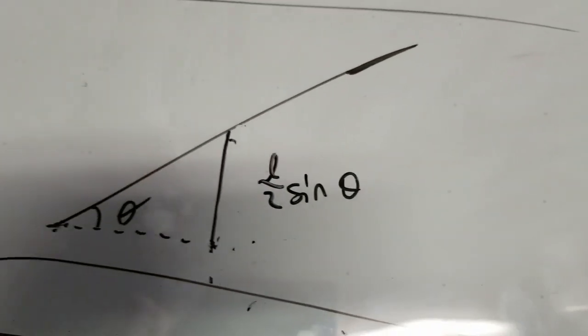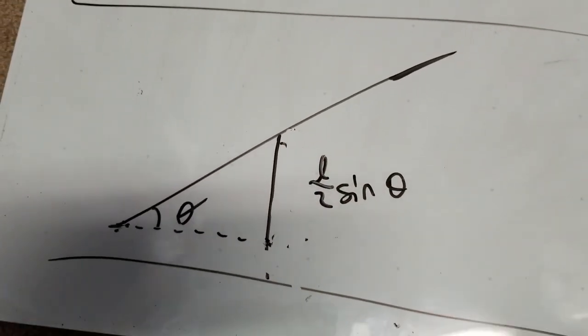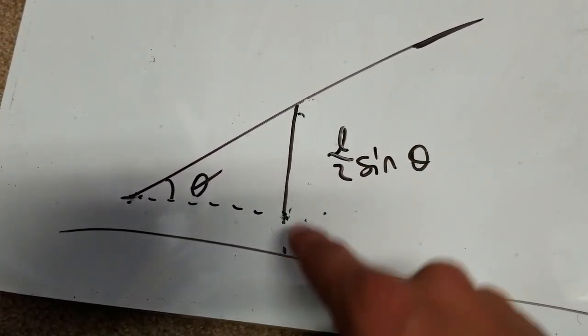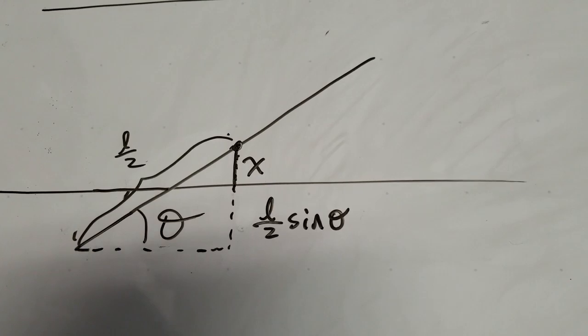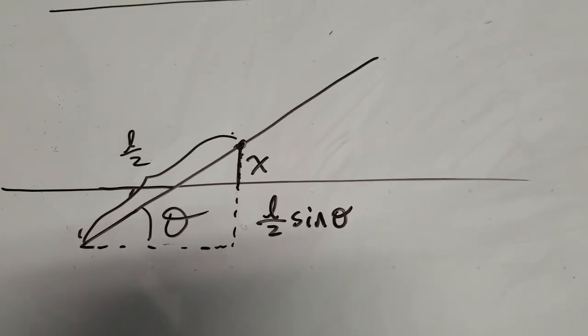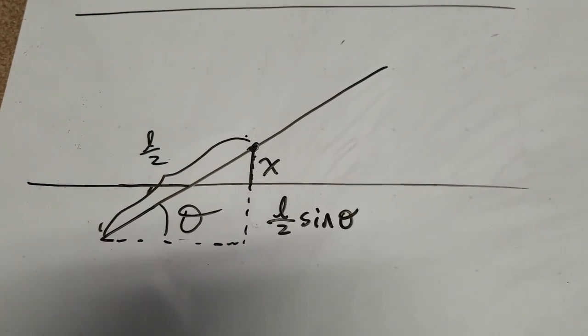In this example, L over 2 sine theta is here, and x would actually be greater than that value from here to here, so that means the stick is not crossing the line. And theta can be any value because no matter what orientation, there's always a possibility of the stick crossing the line. So now let's integrate over those values.